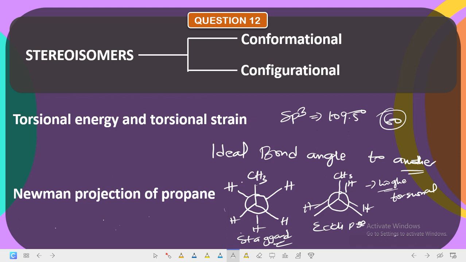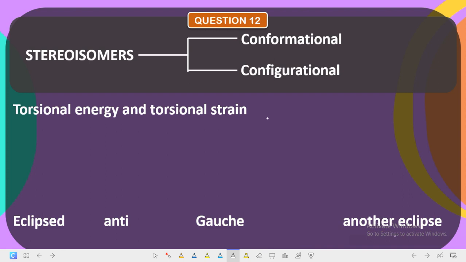Now, let's talk about the one for butane. Butane can go as far as eclipse, anti, gauche, and another eclipse. Now, let us draw the eclipse structure of butane. Something like this.